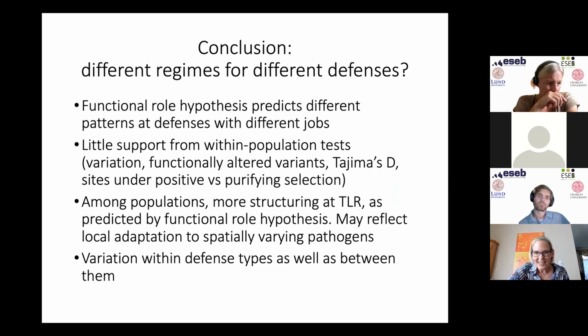But what we did see was when we zoomed out and compared haplotype and SNP allele frequencies between populations, we did in fact see more structure at toll-like receptors than at AvBD. And this is indeed consistent with the functional role hypothesis. And I would suggest that this may reflect local adaptation to a spatially variable pathogen fauna, although certainly would want to see more studies to confirm that.